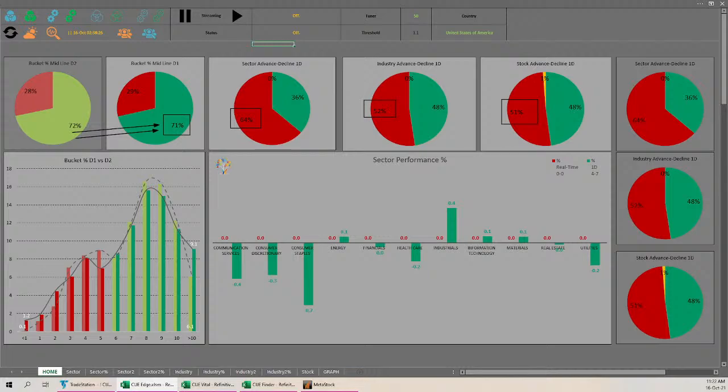Looking at the bucket histogram, neither the uppermost bucket nor the lowermost bucket are at extreme levels. Extreme level would be around 30 to 40%, from where a reversal is likely, but it is not at extreme level. The buckets are showing a bullish move both in the pie charts and also from the histogram. We see most of the bars, the bigger bars, are on the right hand side of the midpoint.